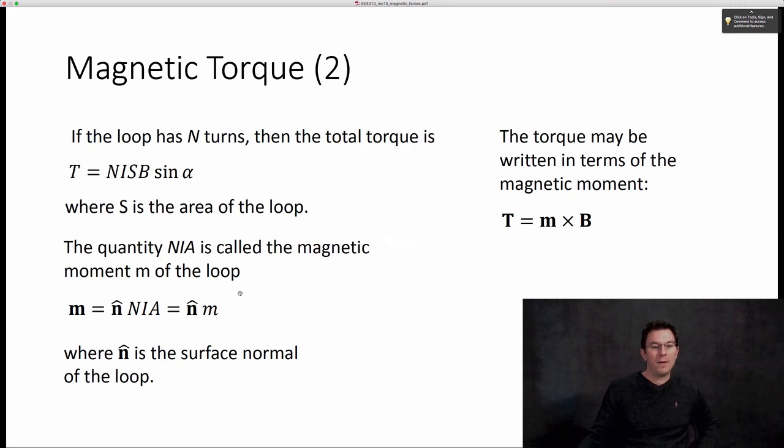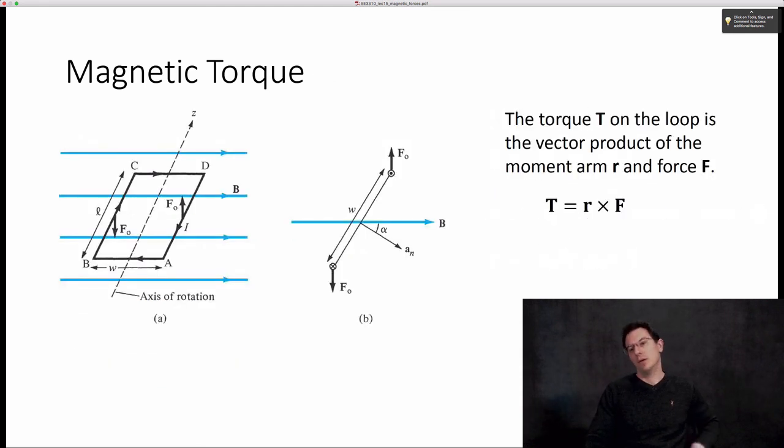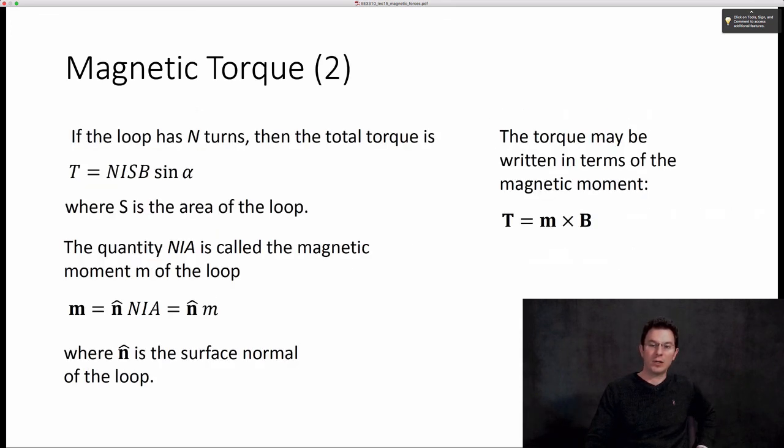Okay. Then you can write the torque on the loop in terms of the magnetic moment m, or torque is equal to m cross B. Pretty similar to our original equation, torque is equal to R cross F. It's very, very close, but the torque on the loop is given by the magnetic moment crossed with the magnetic flux density.